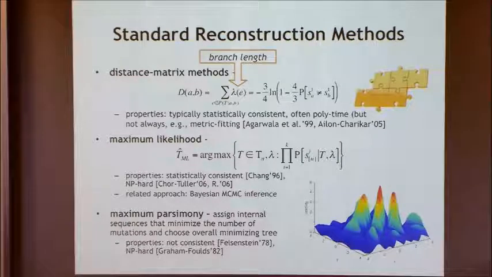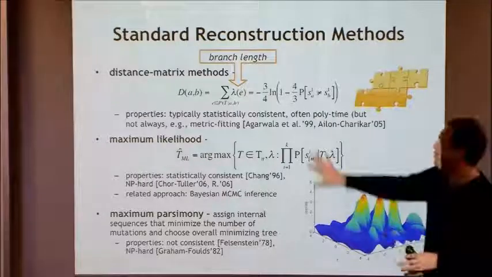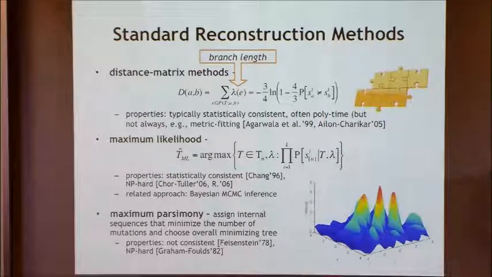But there are also things that interpolate between them, right? Things that instead of just using pairwise comparison, use three and four at a time, that don't go to the full maximum likelihood thing as well. Yeah. So there are other methods that I'm really not getting into here. These are sort of the main ones.